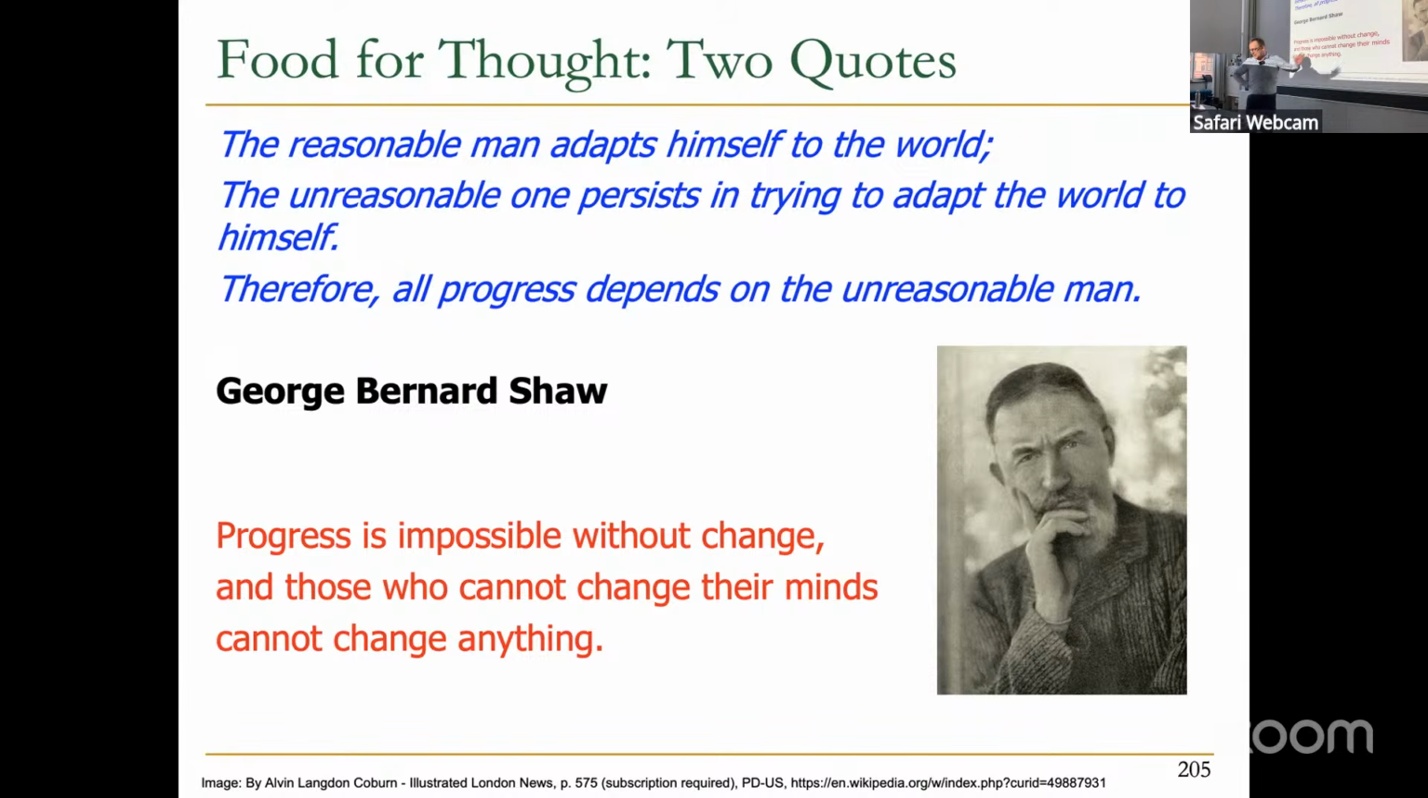The first one says, the reasonable man adapts himself to the world. The unreasonable one persists in trying to adapt the world to himself or his principles. Therefore, all progress depends on the unreasonable person. I like this. I think a lot of people don't realize it, but people who have changed how things are done are somewhat unreasonable. They stick to their principles, right? So it's good to think about that.